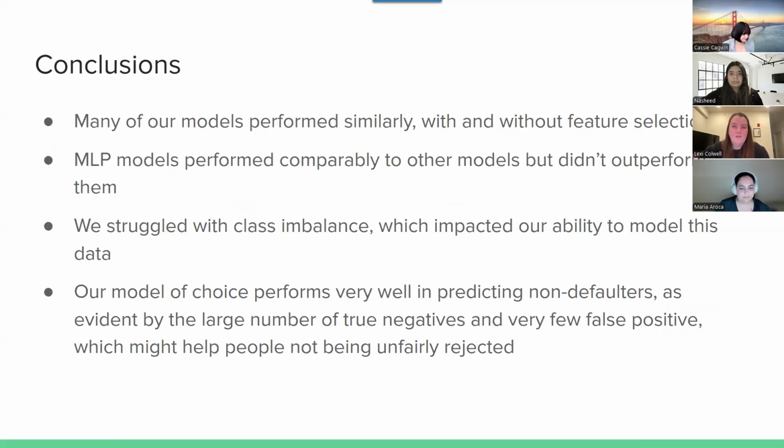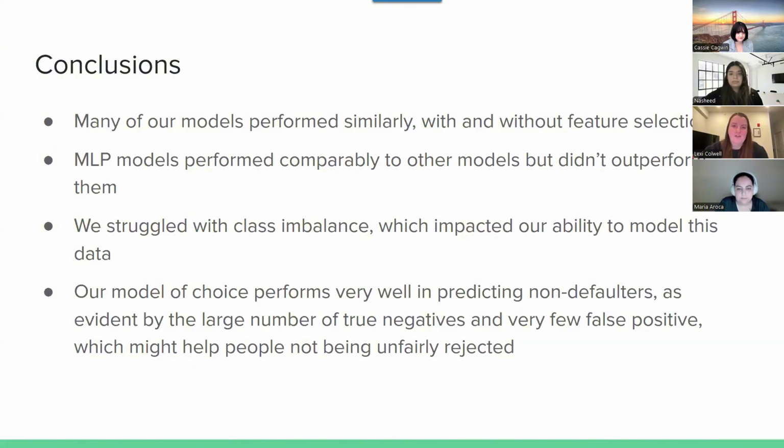Thanks, Maria. To wrap up, many of our models performed similarly regardless of feature selection, and while MLP models were comparable, they didn't outperform the other approaches. A major challenge was the class imbalance of the dataset, which impacted our ability to effectively model the data. Our chosen model excelled at predicting non-defaulters, helping to avoid unfair rejections, but struggled to correctly predict defaulters, posing a risk for lenders.